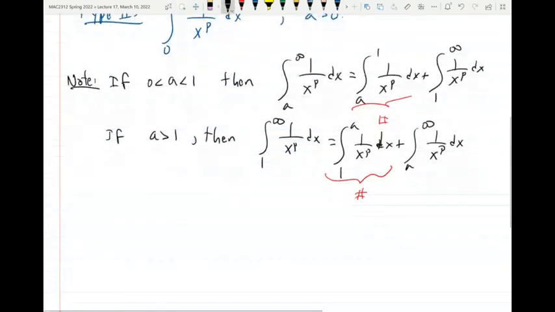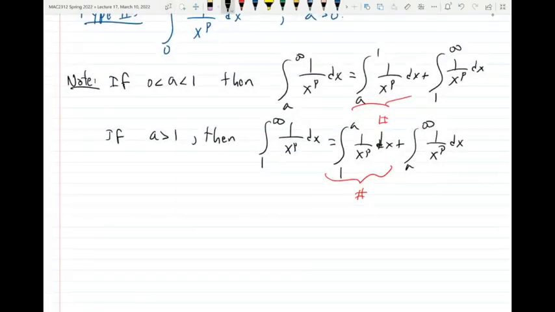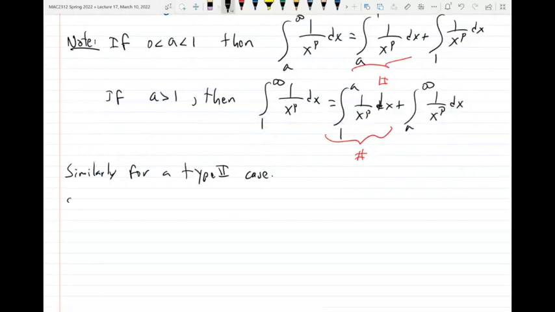And similarly for the type 2 case. So similarly for the type 2 case, it is enough to study the type 1 case.